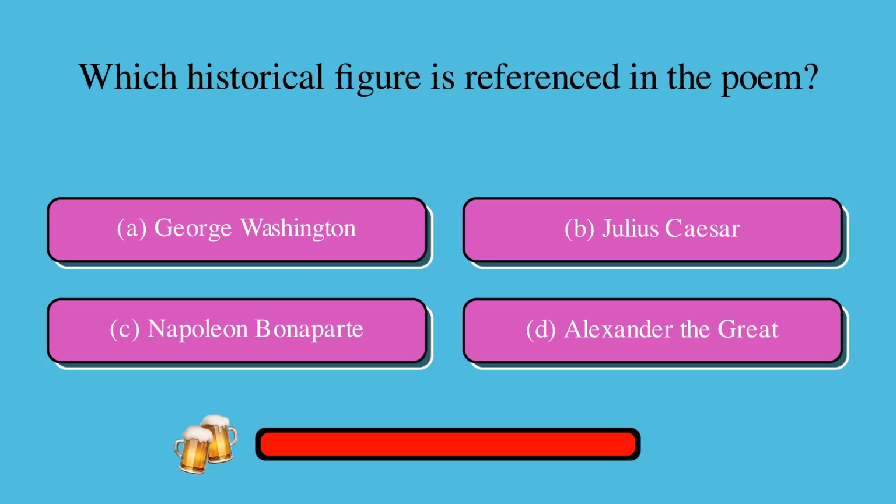Which historical figure is referenced in the poem? Is it A, George Washington, B, Julius Caesar, C, Napoleon Bonaparte, or D, Alexander the Great? The correct answer is C, Napoleon Bonaparte.